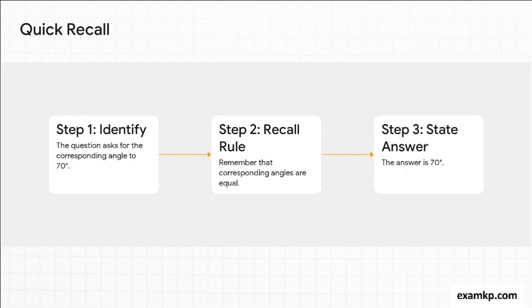Step 1. What are they asking for? The corresponding angle. Step 2. What's the rule for corresponding angles? They are equal. Step 3. The answer is 70 degrees. See, when you know the rules, it is that fast.